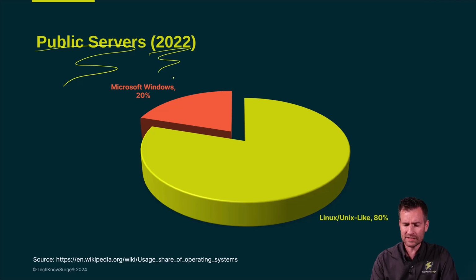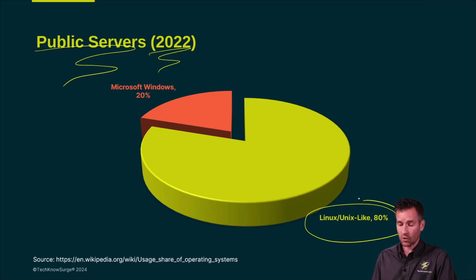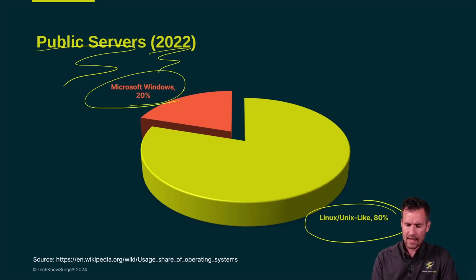Let's see some stats on public servers. This is an older stat, but it really hasn't changed drastically over the last 10 years or so. About 80% of the servers that are out there are Linux or Unix-like systems, and 20% are Microsoft Windows-based systems.